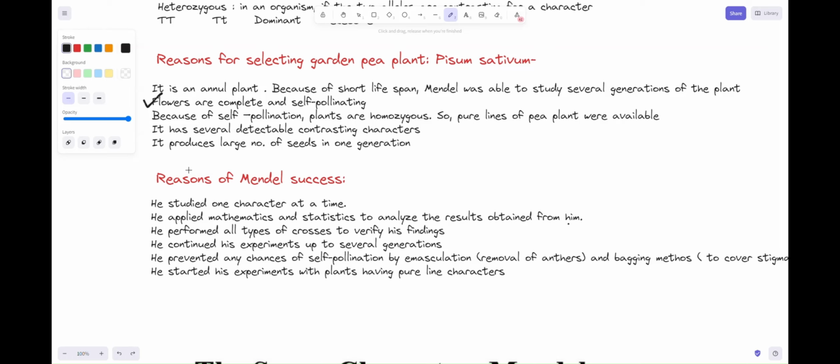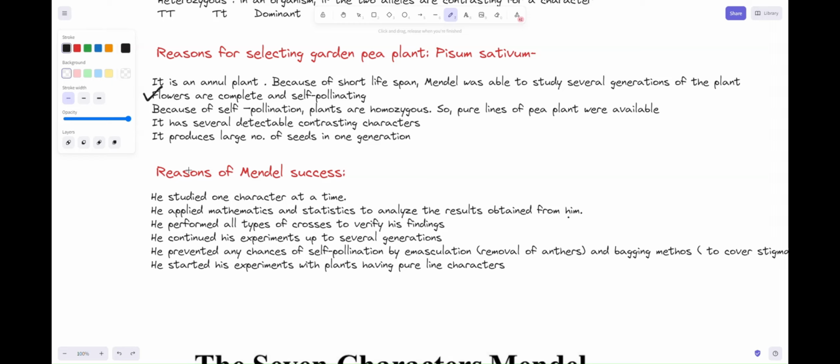the principle of this law of Mendel, they also finally concluded that whatever laws were proposed by Mendel were more or less correct. Now what are the reasons behind Mendel's success?